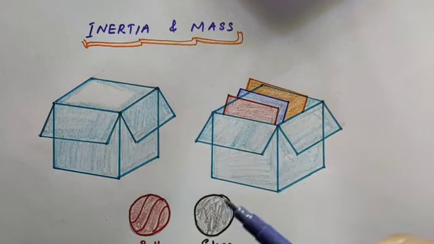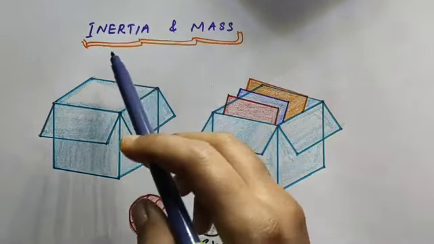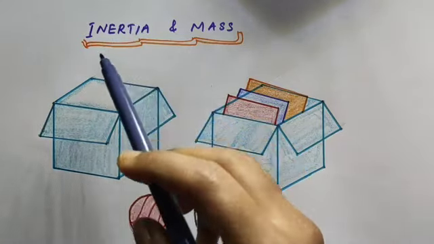If the object is at rest, it tends to remain at rest. If it is moving, it tends to keep moving. This property of an object is called its inertia. That is, inertia is the natural tendency of an object to resist a change in its state of motion.